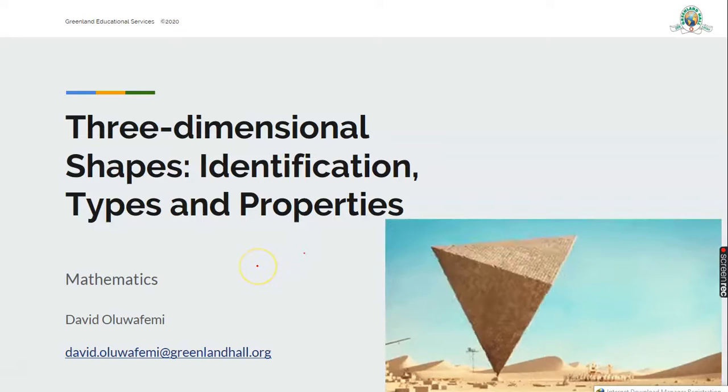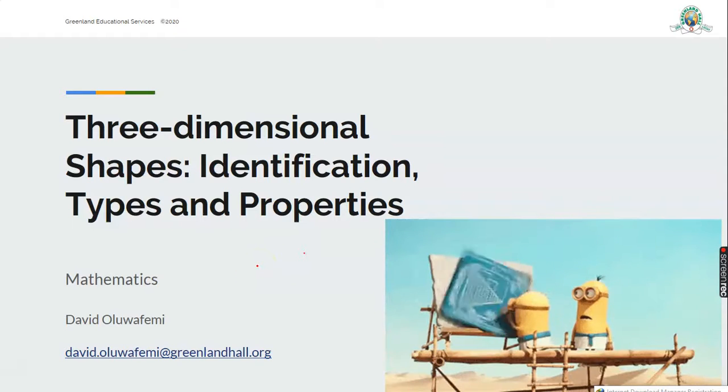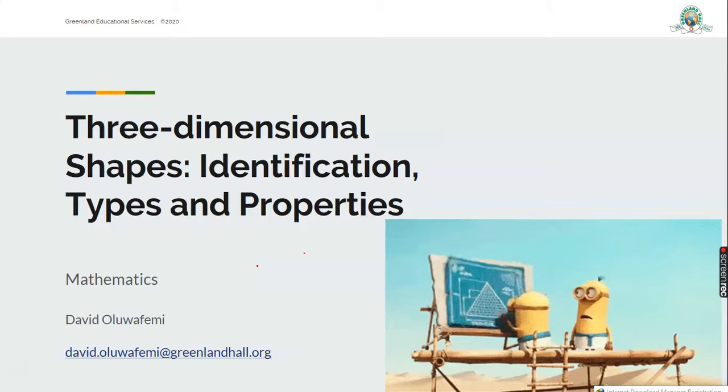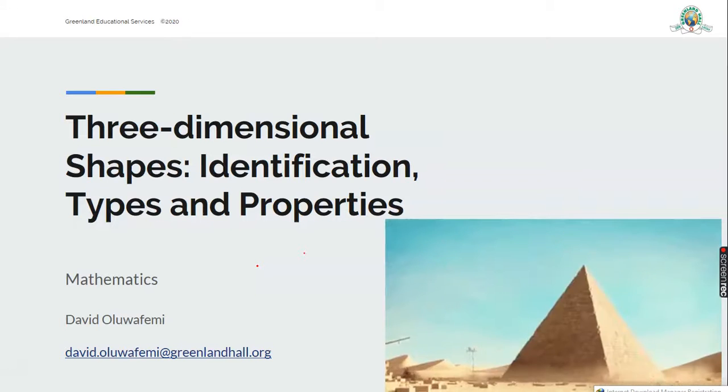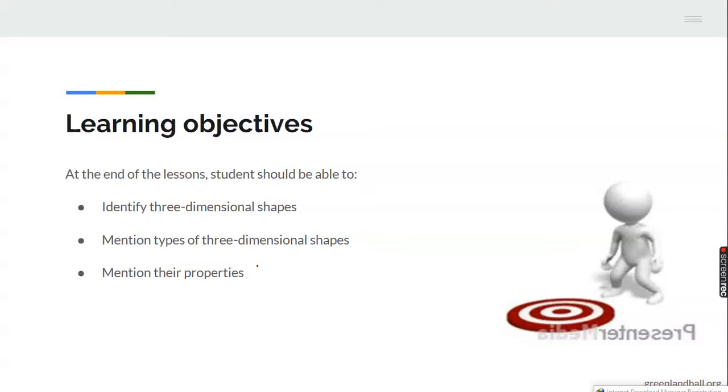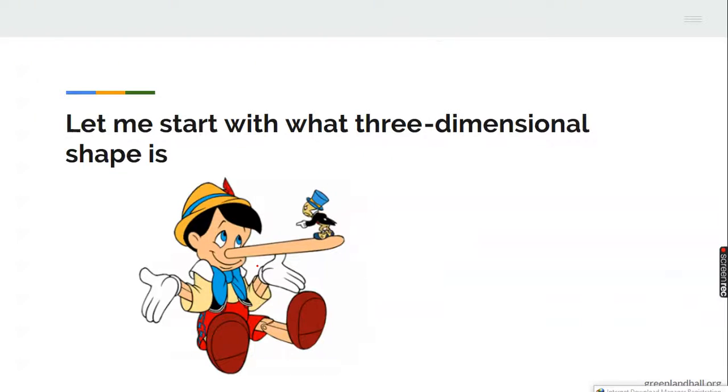Today we're going to learn about three-dimensional shapes. Under that, we learn identification, type, and properties. Stay with me. Our learning objectives are: at the end of this class, you should be able to identify three-dimensional shapes, mention three types of three-dimensional shapes, and mention their properties as well.